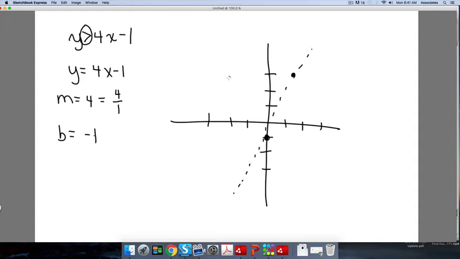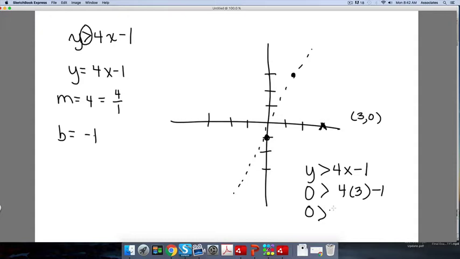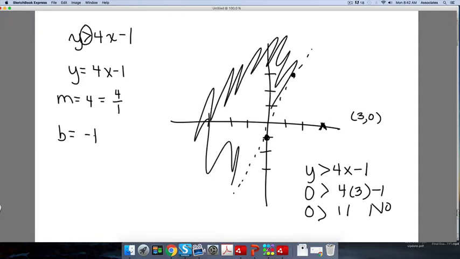Now I have to decide which side to shade, over here or over here. So I pick a point that's not on the line. Now the origin's awfully close to that line. So I think I'm going to pick this point right here as my test point. That's the point 3, 0. So I go y is greater than 4x minus 1. So is 0 greater than 4 times 3 minus 1? Well, 4 times 3 is 12 minus 1. Is 0 greater than 11? No. So I shade the opposite side. So I shade everything up in here. And that's the answer. So pause the video if you need to.